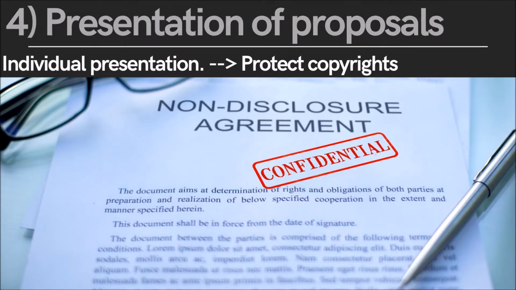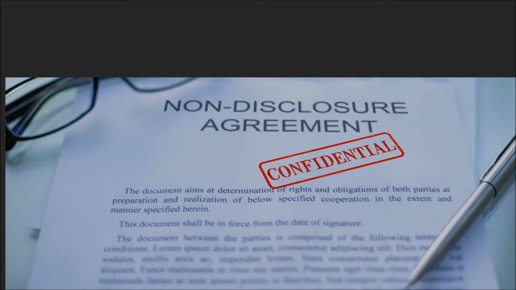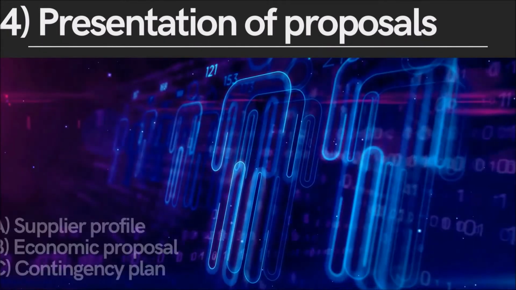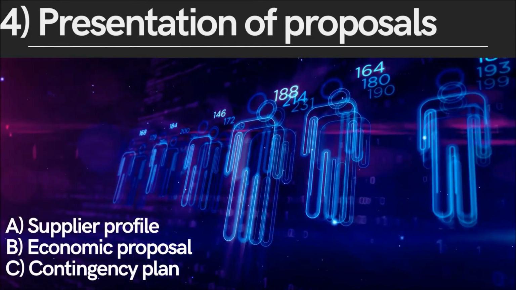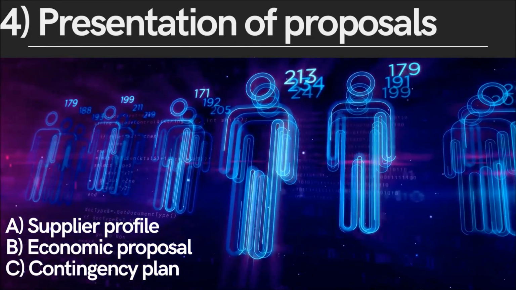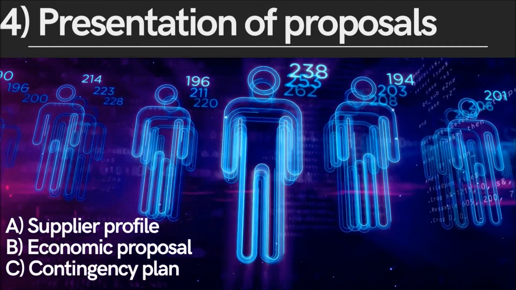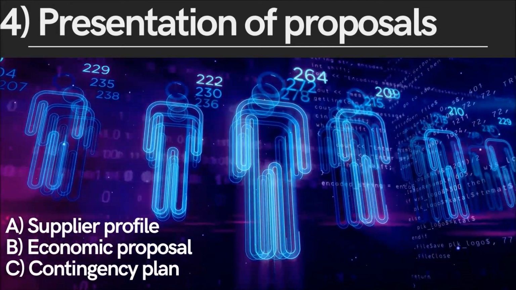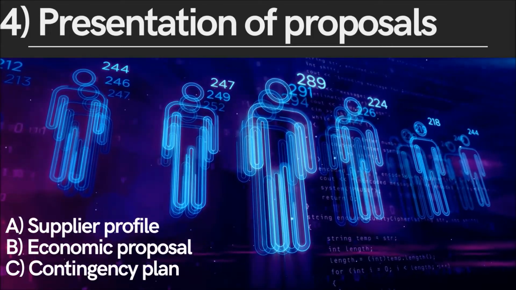For this meeting, I suggest you focus on 3 main points. Number 1, the supplier profile. Number 2, the economic proposals in terms of cost, time, resources, KPIs, warranties, service level, etc. And number 3, the contingency plan. That means what happens in case of any emergency.